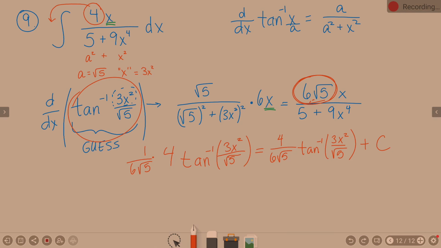You'll notice my final answer in the answer key, I did reduce 4/6. 4/6 reduces to 2/3. So 2 over 3 square root of 5, tan inverse of 3x squared over square root of 5 plus c. And no, I'm not rationalizing. There's enough ugliness in this one, right? So that's my final answer.